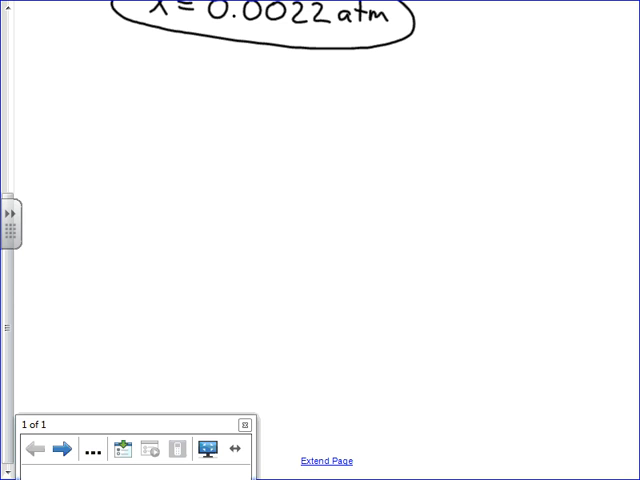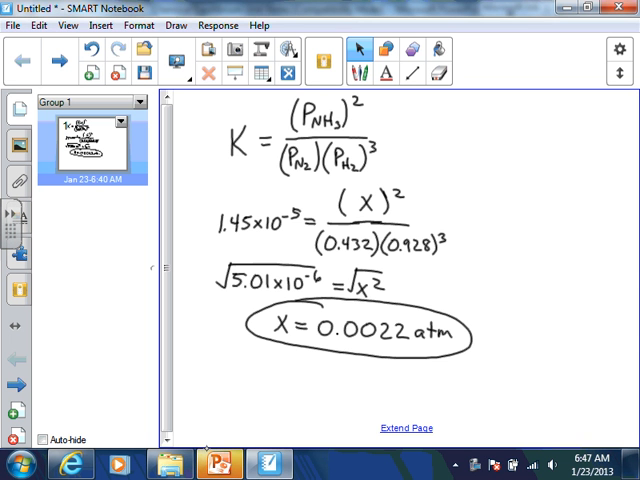So, let's see, hang on just one second here. Okay, so we've got our example here. A 1 liter flask is filled with 1 mole of H2 and 2 moles of I2 at 448 degrees Celsius. The value of the equilibrium constant for the reaction is 50.5. What are the partial pressures of H2, I2, and HI in the flask at equilibrium?